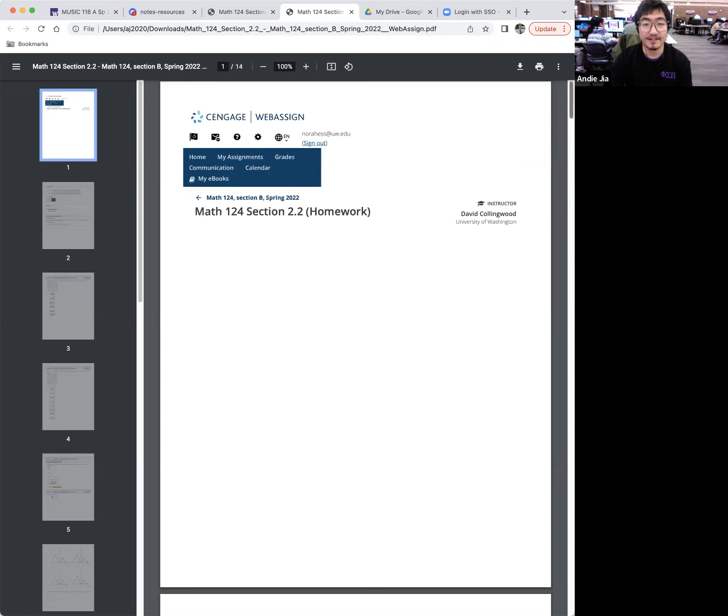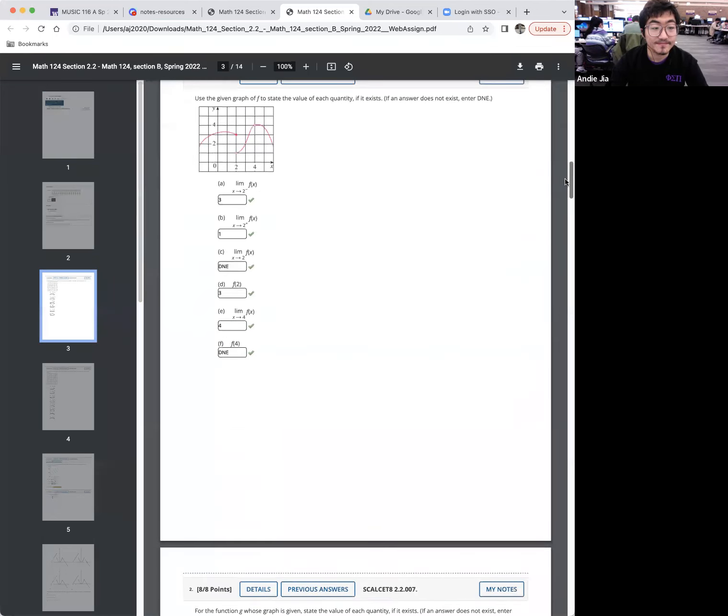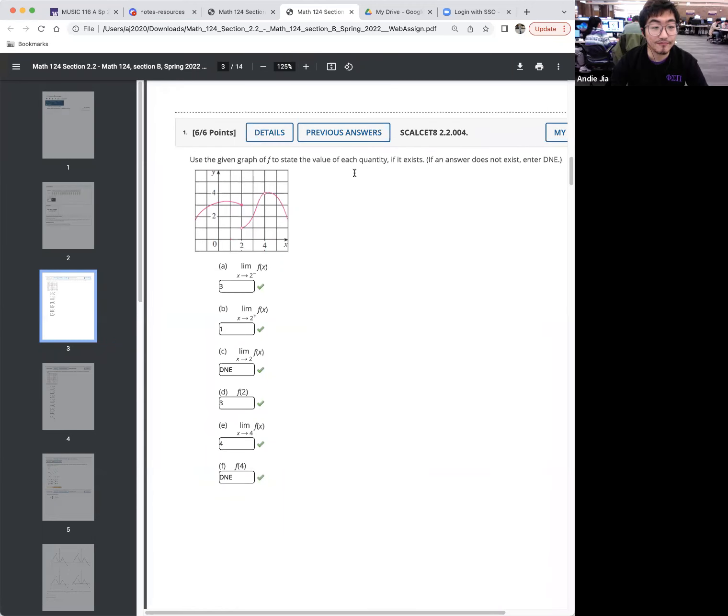So in this video, I'll be talking about section 2.2, which is the graphical approach to the limit of a function. For this question, we just read the chart. If the limits from the two sides are not equal, then the limit does not exist.